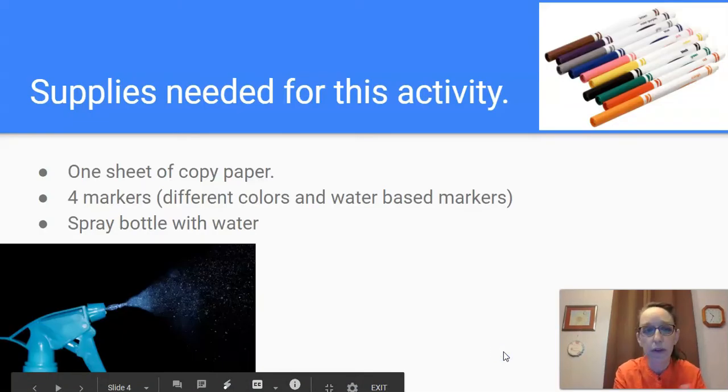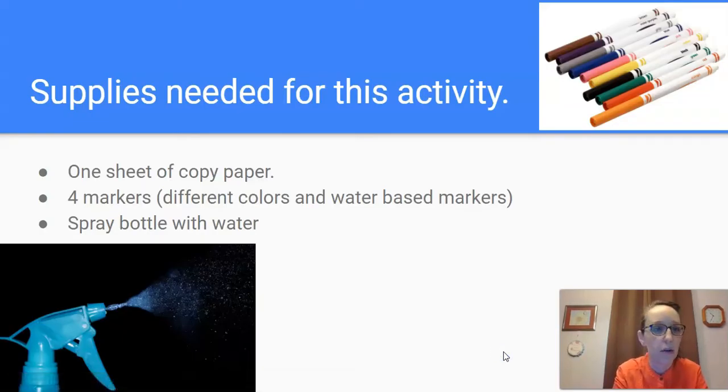Very simple, everyone should have some of these things at home. We need a sheet of copy paper, 4 markers of different colors that are water-based, and a spray bottle with water.